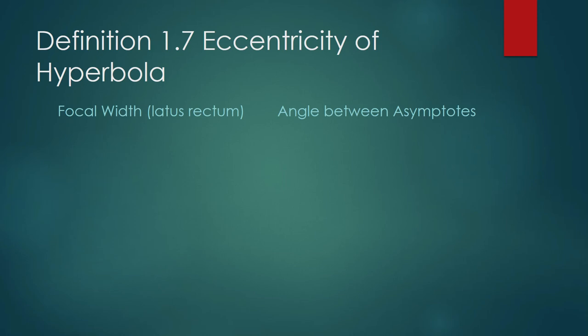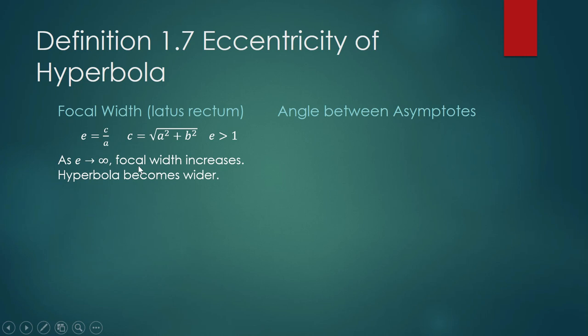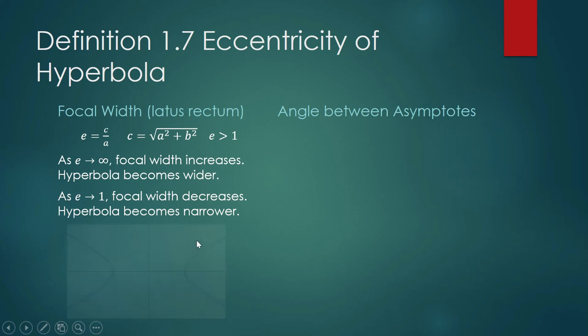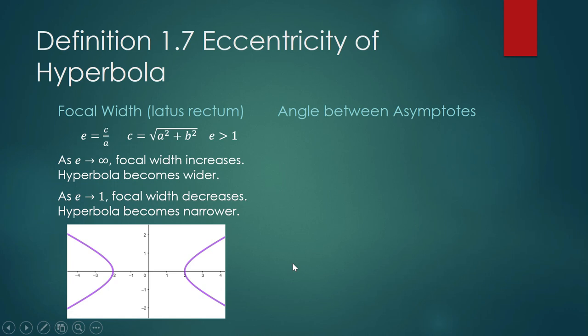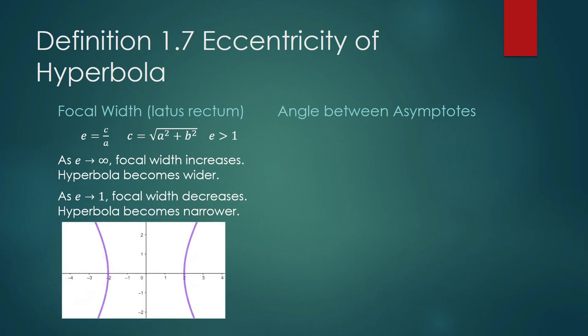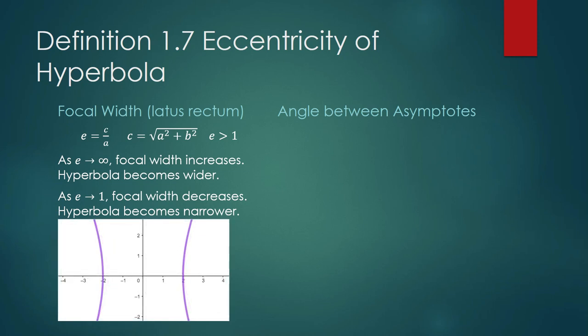So we can look at the eccentricity as a measure that is correlated with the focal width. The focal width gives you information about the width or narrowness of your hyperbola as measured from the focus. Let us bring back how E is computed. It is equal to C over A, where C is the square root of A squared plus B squared, and it is always greater than 1. As E approaches infinity, the focal width increases, and so our hyperbola becomes wider. As E gets closer to 1, the focal width decreases, and so our hyperbola becomes narrower. As our E becomes larger, the focal width of our hyperbola becomes larger.